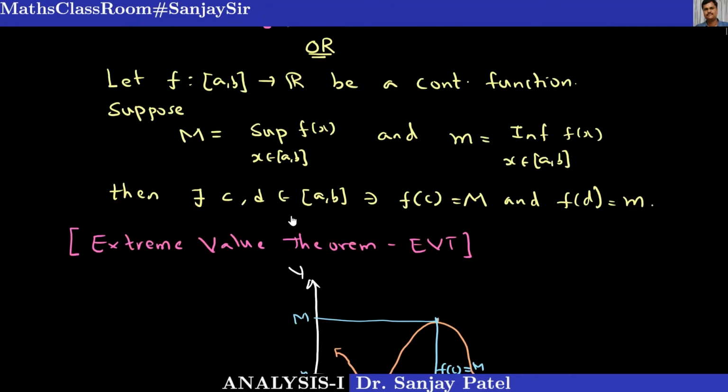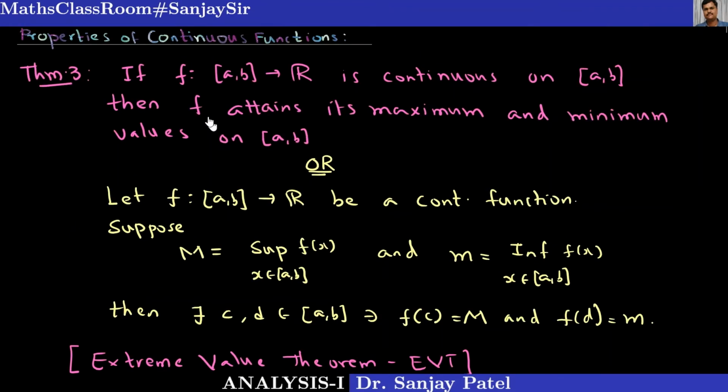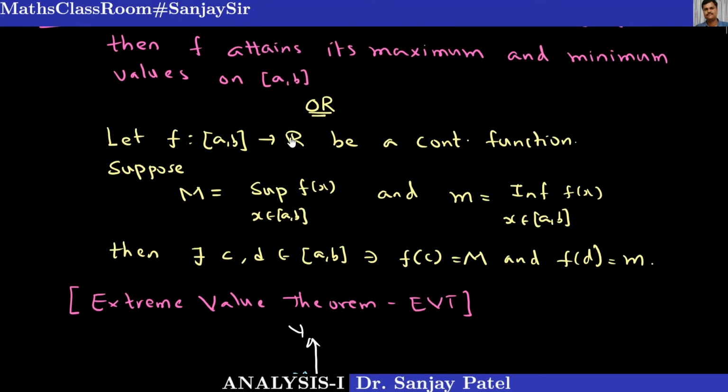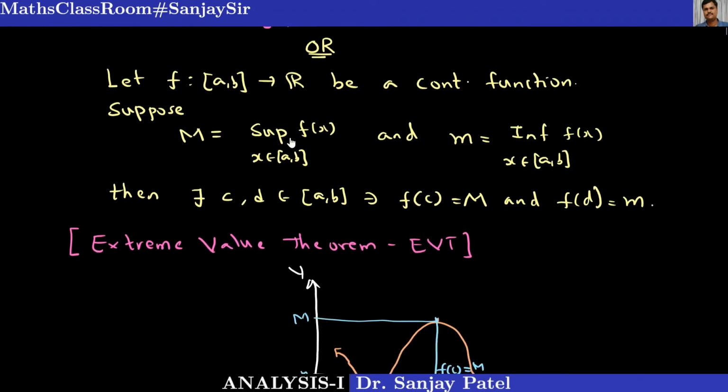So remember, we are going to prove this theorem that if f is continuous on closed interval AB to R, then we want to prove that there is some 2 points C and D at which function has its maximum value, that is capital M, which is the least upper bound or supremum, and f of d is equal to small m, that is greatest lower bound or the infimum, as we have described here. So let us prove this.